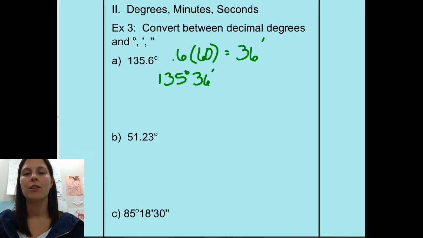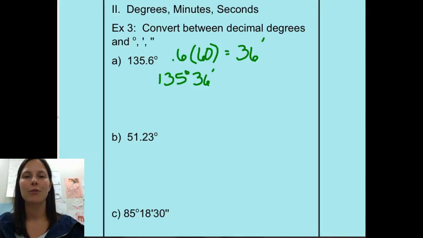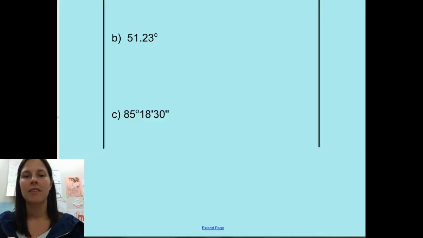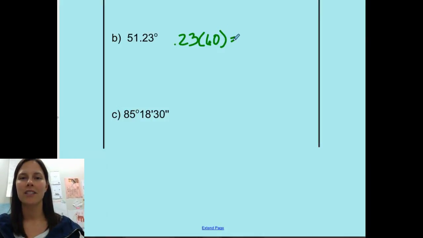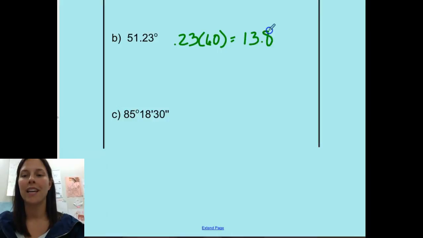If you're familiar with the units for feet and inches, they're the same units that we use for degrees, minutes, and seconds. So minutes is 1 apostrophe and seconds is 2 apostrophes. Now 51.23 degrees. We start by converting the decimals to minutes. 0.23 times 60 gives us 13.8 minutes.